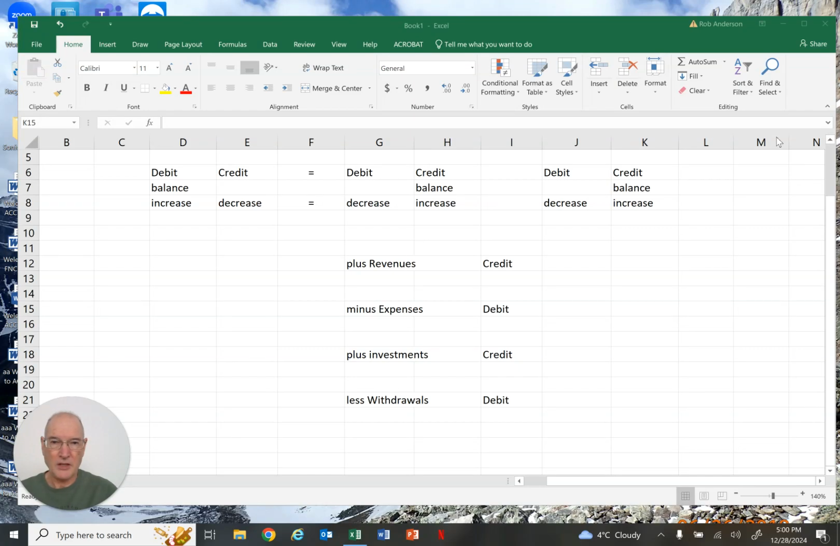Hi students. In the last video, we looked at the accounting equation. Assets equals liabilities plus owner's equity. Today, we're going to continue with a look at the expanded accounting equation. And we're going to look then specifically at things that cause owner's equity to increase or decrease.